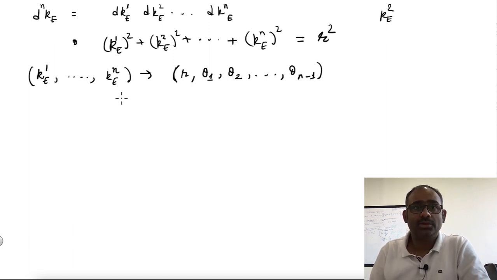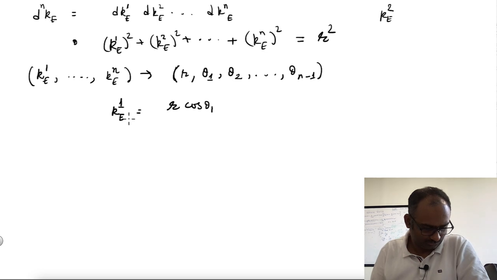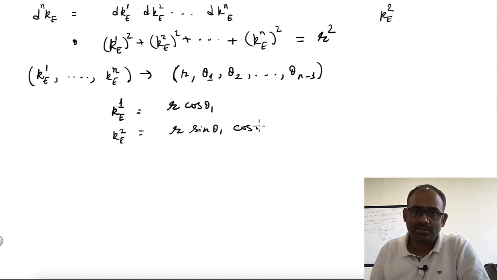So here is the explicit result. k_E1 is r cos theta 1. k_E2 is r sin theta 1 cos theta 2.